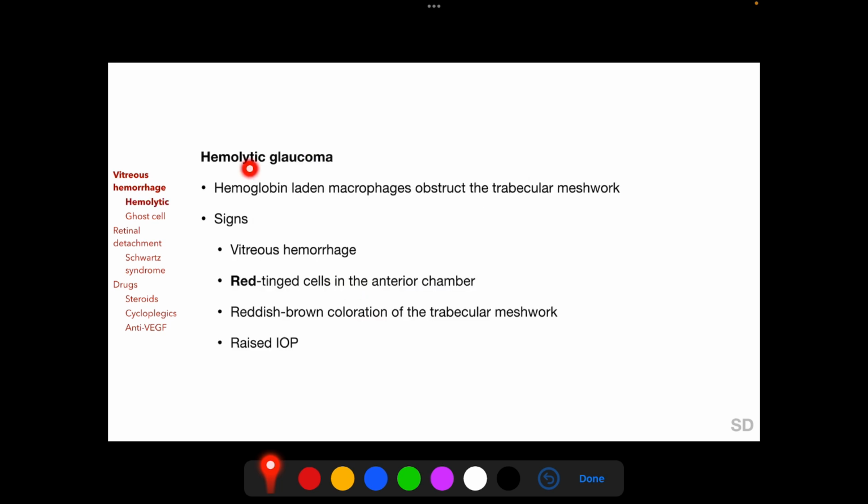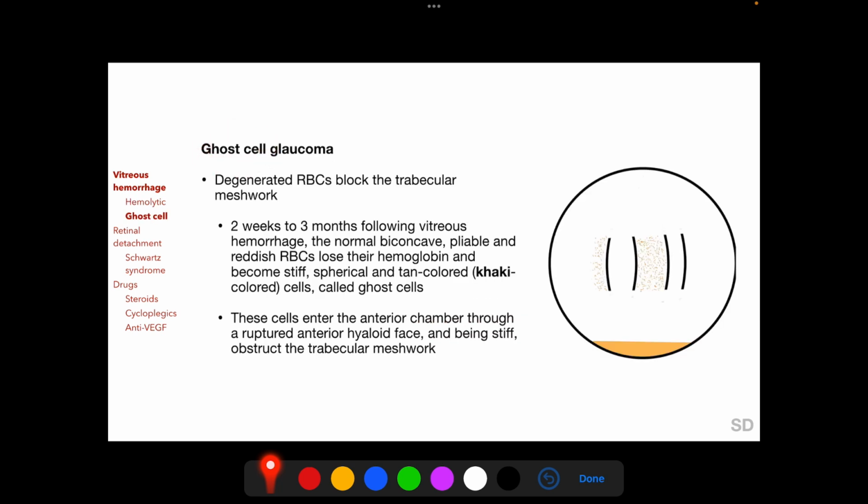In hemolytic glaucoma, hemoglobin-laden macrophages obstruct the trabecular meshwork, and clinical features of hemolytic glaucoma include vitreous hemorrhage, red-colored cells in the anterior chamber, and reddish-brown coloration of the trabecular meshwork. In ghost cell glaucoma, due to vitreous hemorrhage, degenerated red blood cells block the trabecular meshwork.